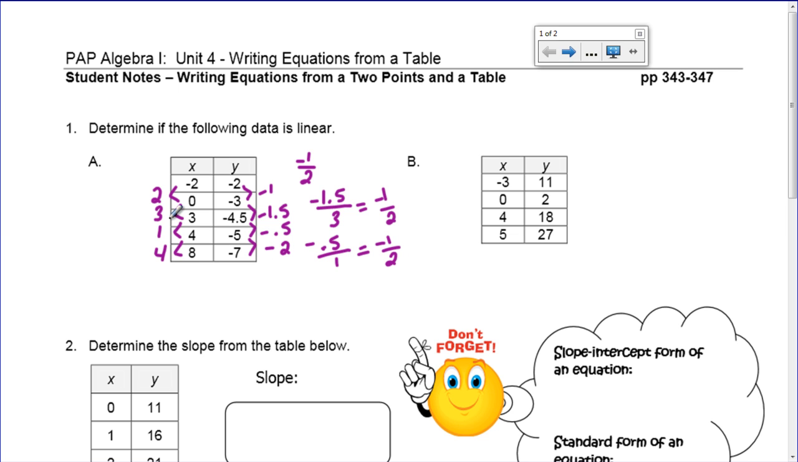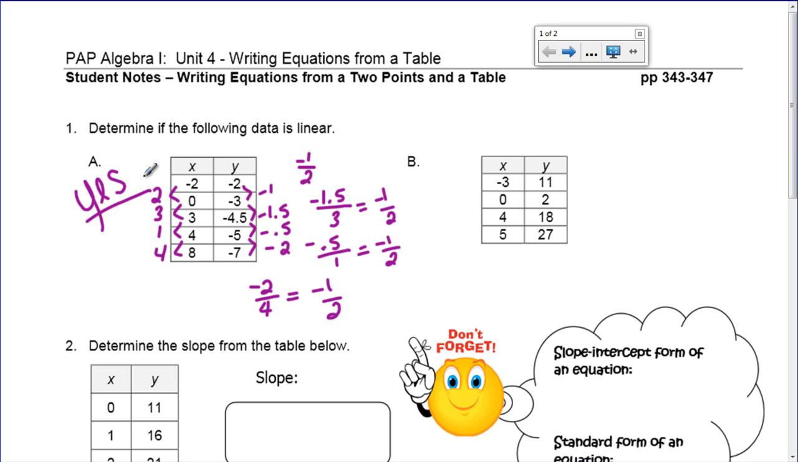So again, we have the same slope. Now we just have to check the last one. The last one becomes -2 over 4, and if we simplify that, it is -1/2. So no matter where I am in this table, even though it doesn't look like it's constant, my slope is -1/2. The first, the second, the third, and the fourth all reduce to -1/2. And so yes, this is linear because it has a constant rate of change. The slope is the same throughout.